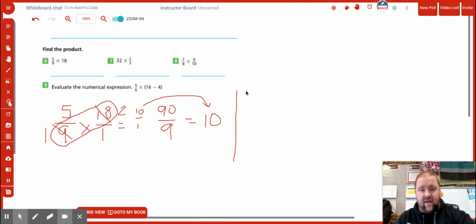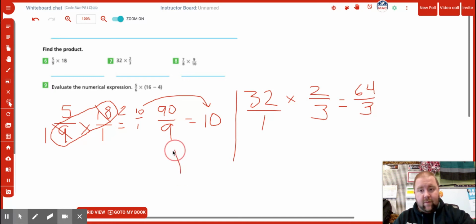So we look at number 7. It says 32 times 2/3. The whole number always gets put over 1. 32 and 3 can't be simplified. There's nothing that they both have in common as a common factor. So we're just going to multiply straight across. 32 times 2 is 64. 3 times 1 is 3. Now, in the last problem we just said 90 divided by 9 is 10. We know that. Well, 64 divided by 3 is not something we know, so we're going to do the long division.